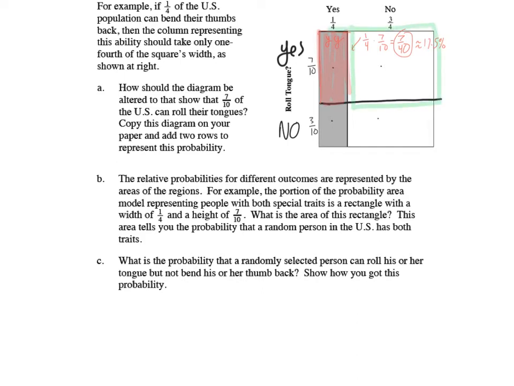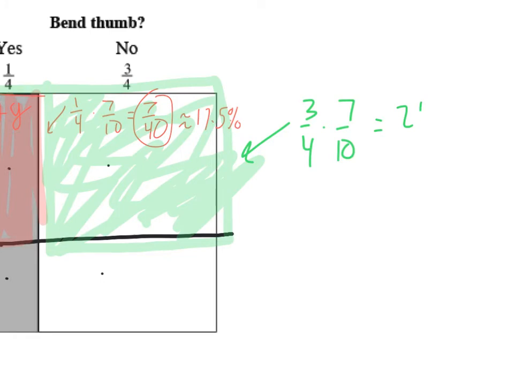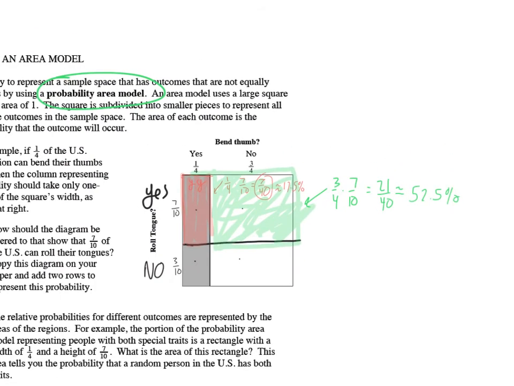Okay, and I'm going to be multiplying that with the 3/4, so that would be yes, roll the tongue, but no, cannot bend it backwards. So in order to determine the probability of that shaded in region, I need to multiply 3/4 times 7/10, and in doing so I'm going to get 21 out of 40, which is approximately 52.5%.